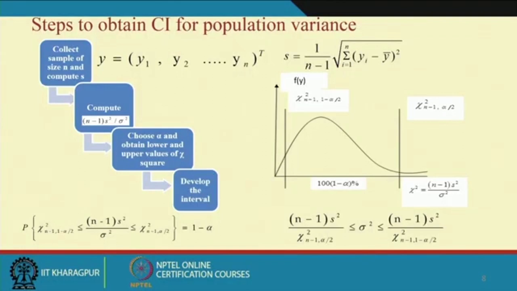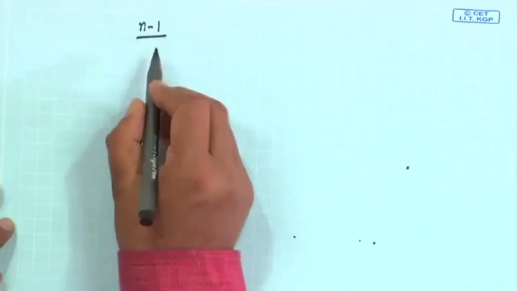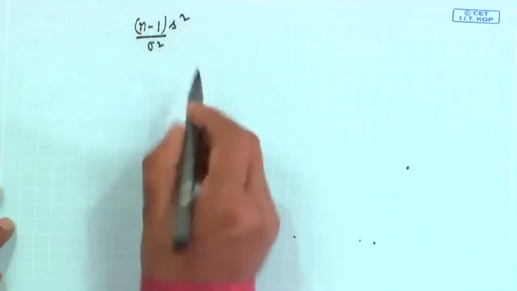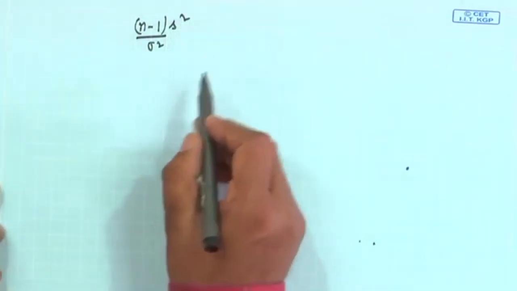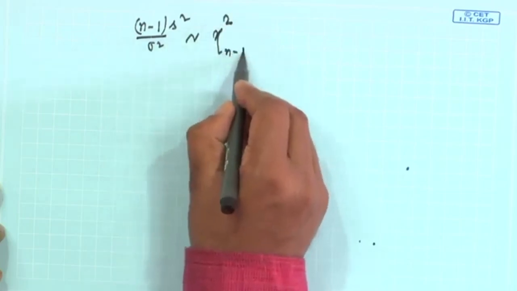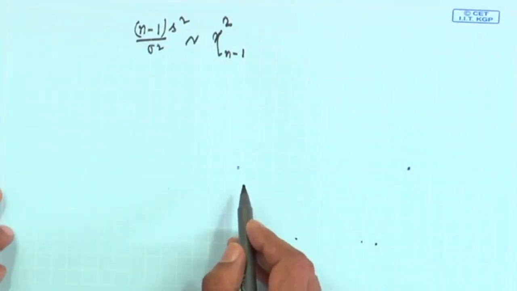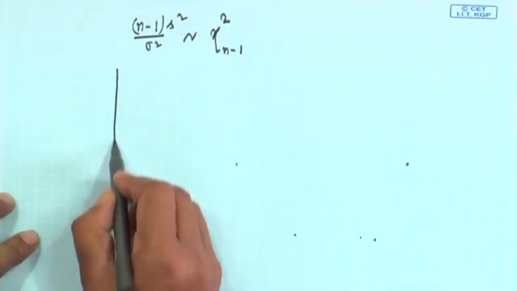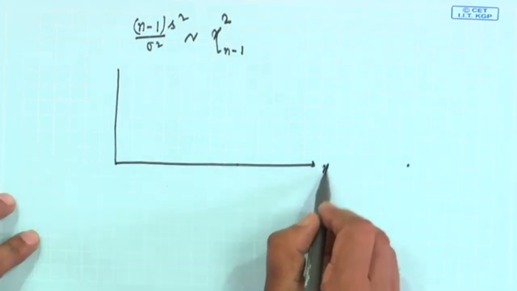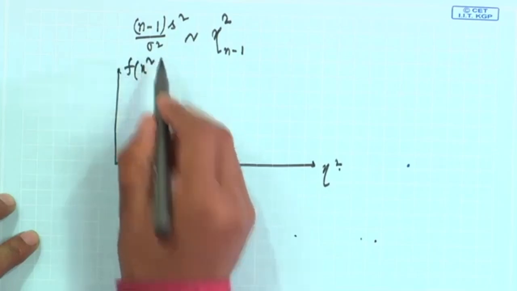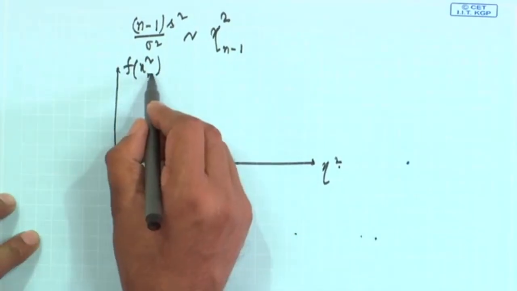Now come to the second one, the population variance. So, single population variance. Here what will you do basically? If you can recall the last lecture, where we explained that we have created n minus 1 by sigma square into s square, this quantity. And we say that this quantity follows the chi square distribution with n minus 1 degrees of freedom. Now, you assume that this is the theoretical chi square distribution. So this is the PDF of chi square with n minus 1.